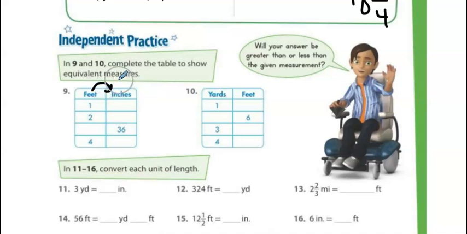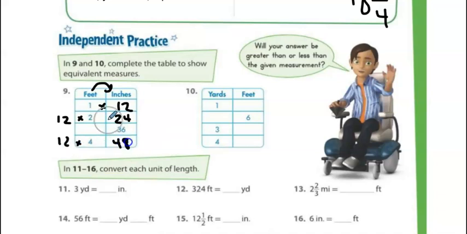So if we're going from feet to inches, we're going to multiply. So basically what we're doing here is we're taking 1 times 12. 1 times 12 we know is 12. So 1 whole ruler means 12 inches. So now again, we're multiplying by 12. 2 times 12 gives me 24. And then let's do this one down here, which is 12 times 4. 12 times 4 gives me 48.